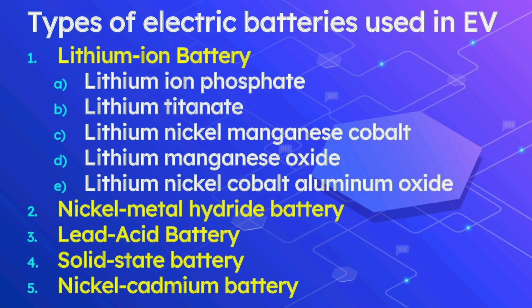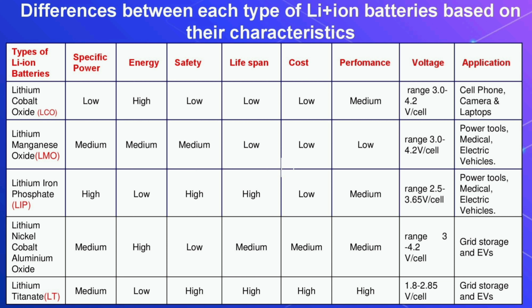Coming to the cost, the demand for electric vehicles has generally been lower than anticipated, and this is mainly due to the cost of the lithium ion batteries. Hence, the cost is a huge factor when selecting the type of lithium ion battery. Now this slide shows the differences between each type of lithium ion battery based on their characteristics. For lithium cobalt oxide, the specific power is low, specific energy high, safety low, lifespan low, cost low, and performance is medium. The applications are cell phones, cameras, and laptops.